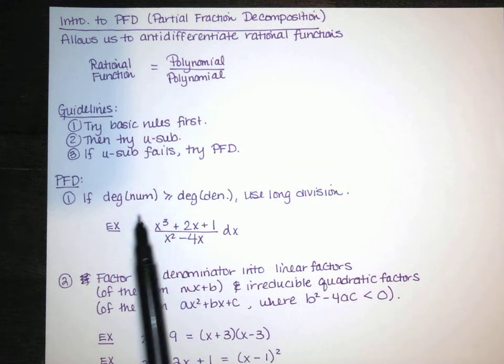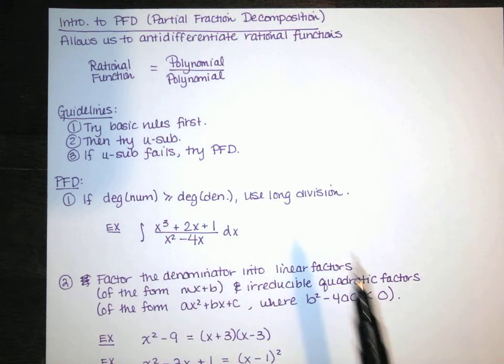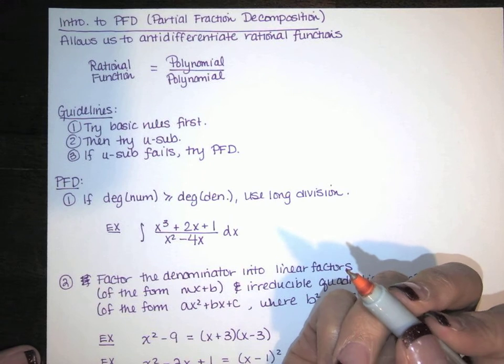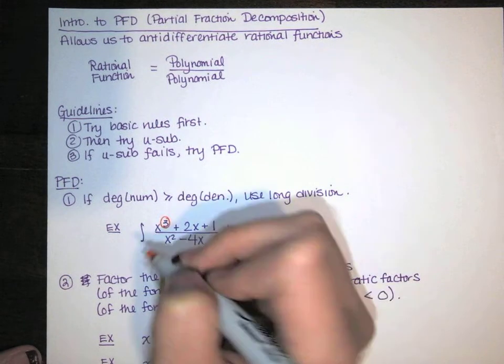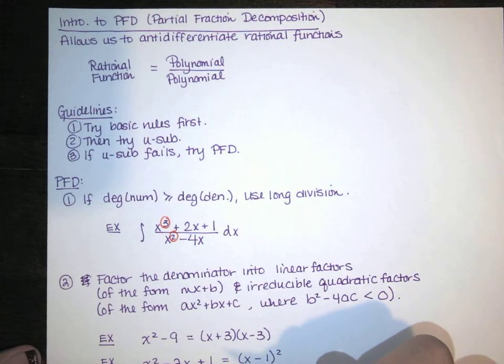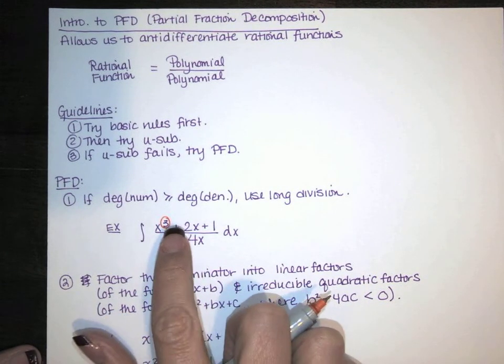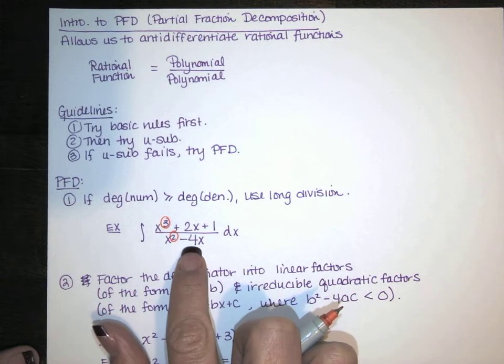Now, if the degree of the numerator is greater than or equal to the degree of the denominator, the first thing you want to do is long division. Like, here's an example where I would do long division first. If you don't remember, the degree of a polynomial is the highest power of x in that polynomial. So this is a degree 3 polynomial, and this is a degree 2 polynomial. So the degree of the numerator is greater than this one. So if the degree of this is greater than the degree of that, we're going to do long division first.